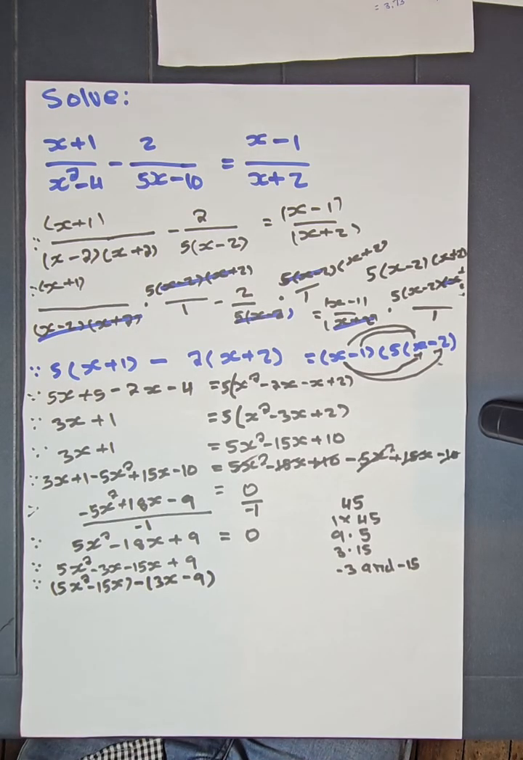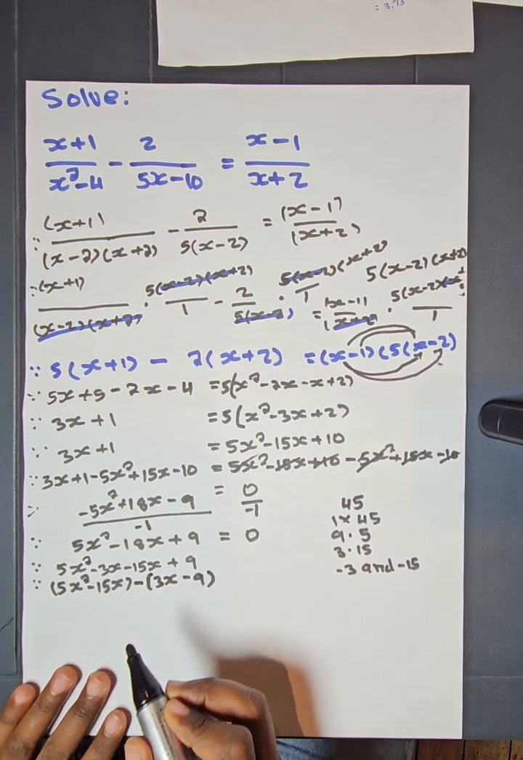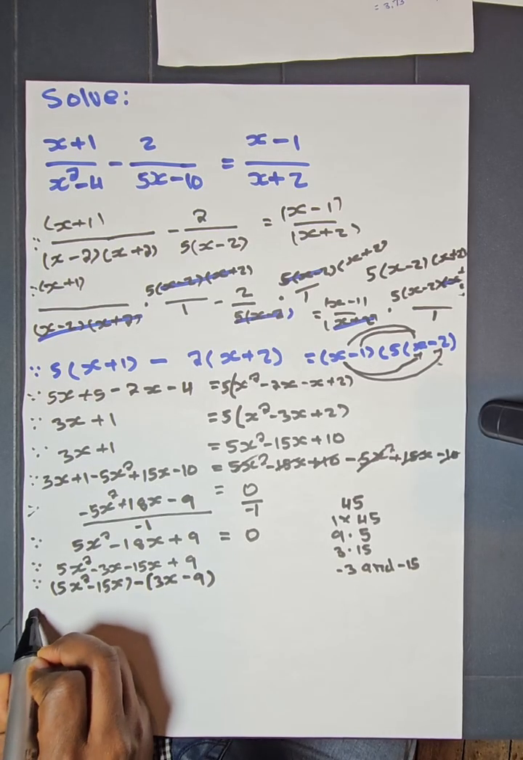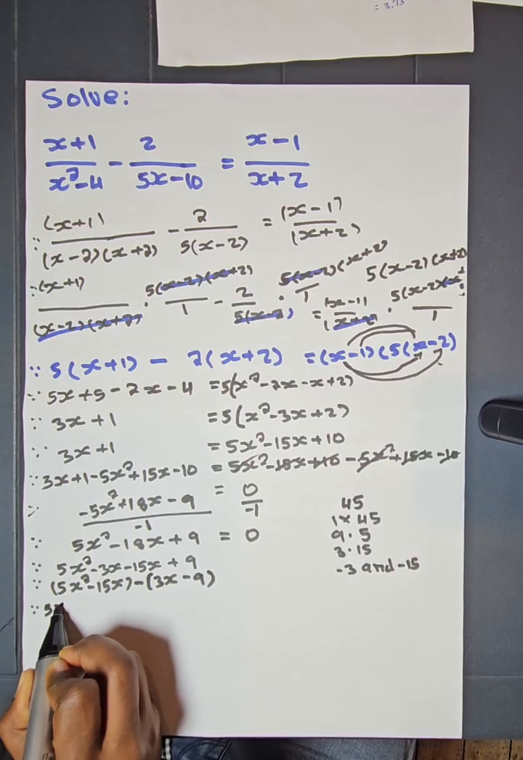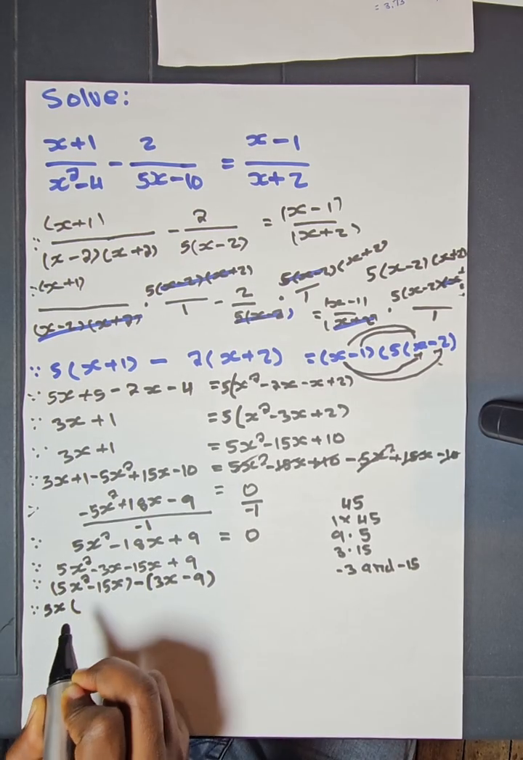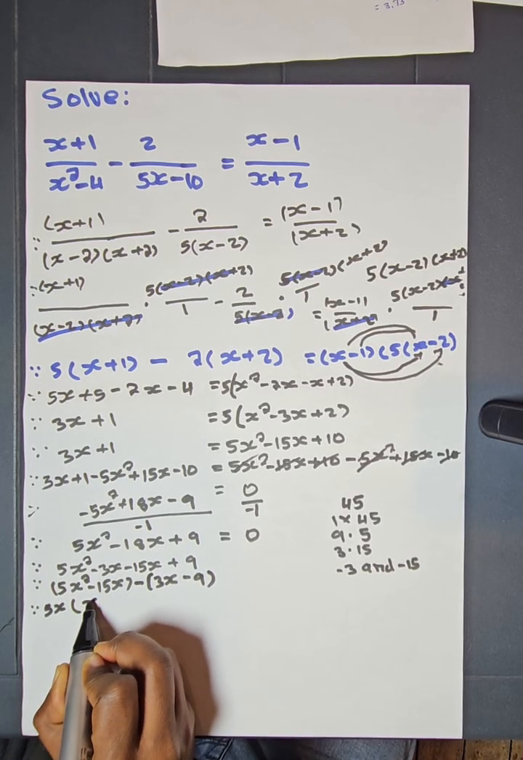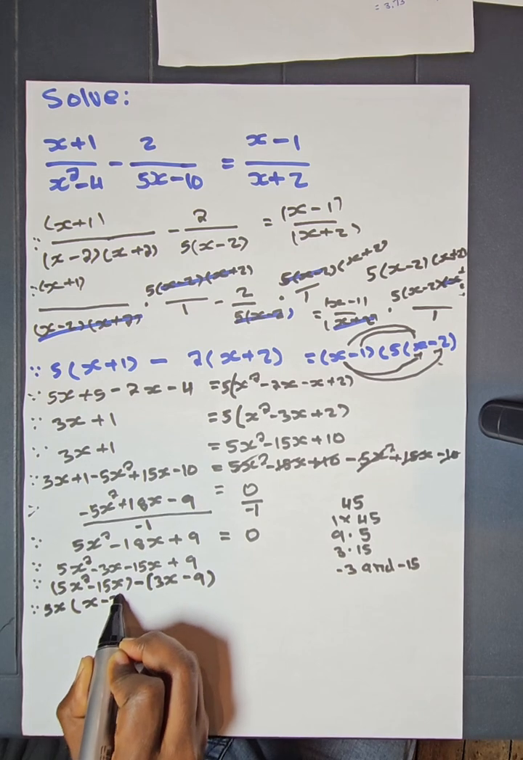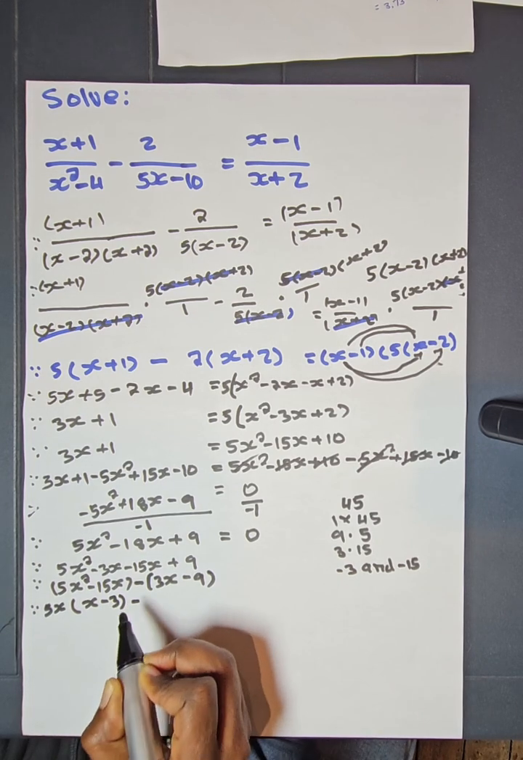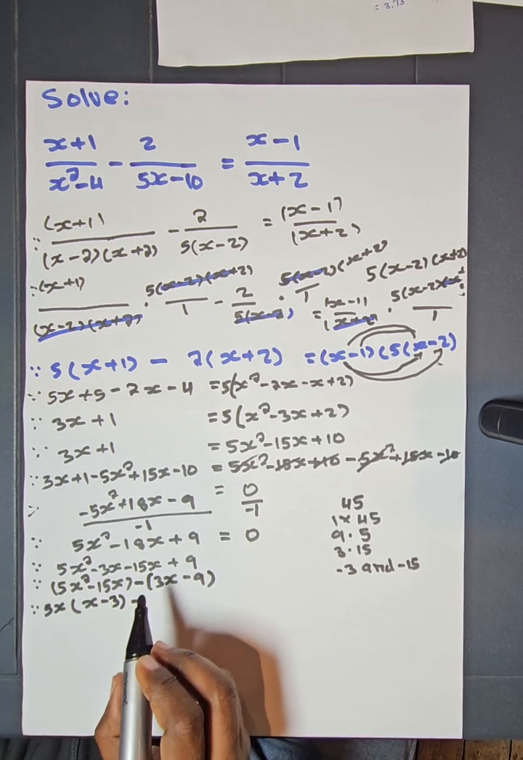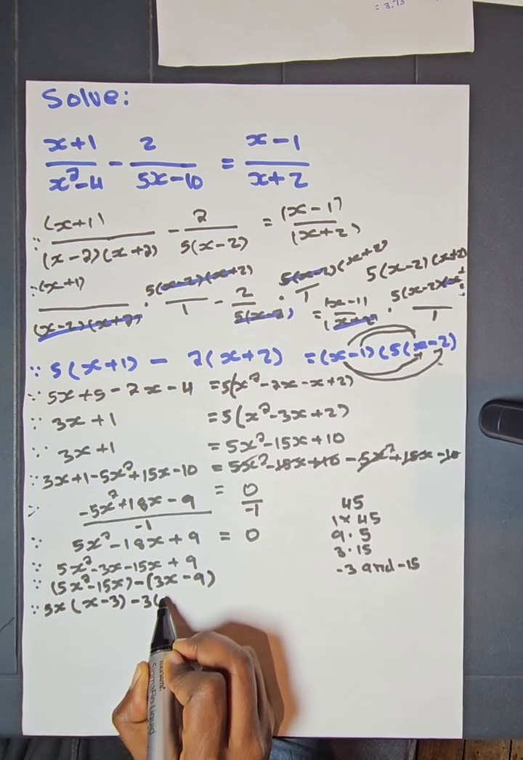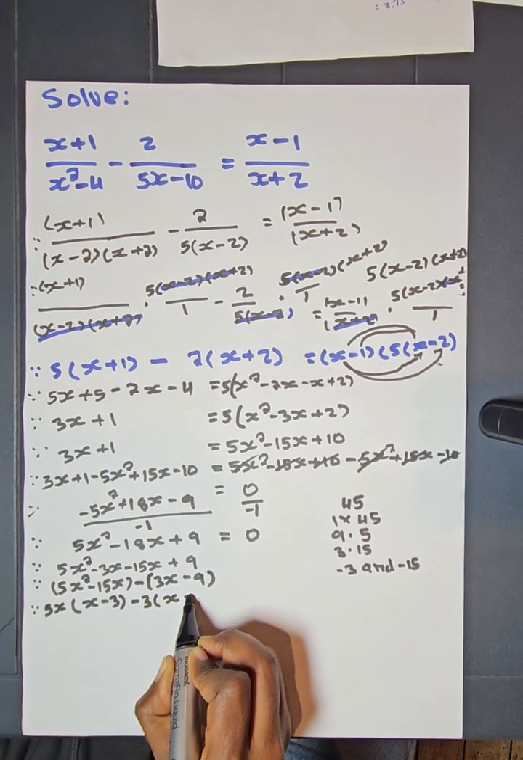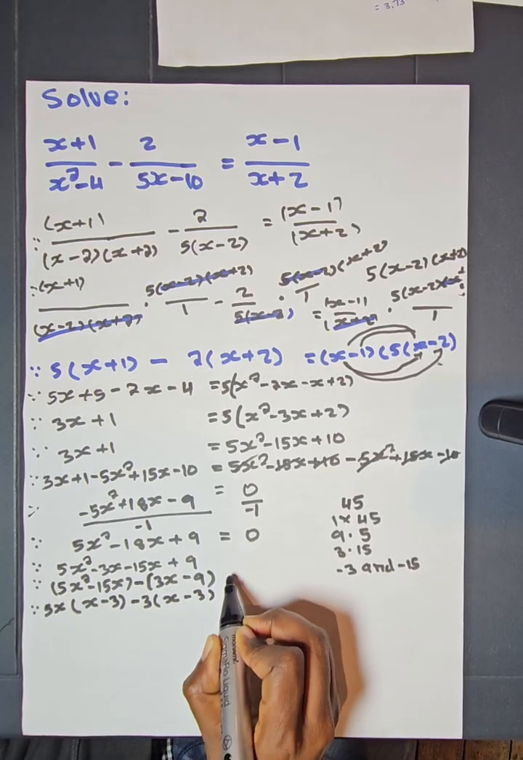Now check in each group if you can take out any common factor. In our first group, we can take out 5x as a common factor. And inside we are left with x minus 3. Minus, and here we can take out 3 as a common factor. And inside the bracket, we are left with x minus 3.